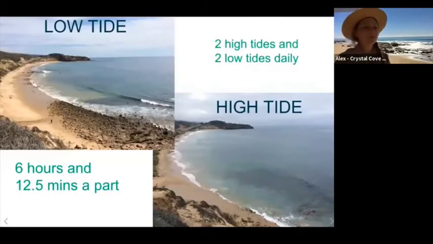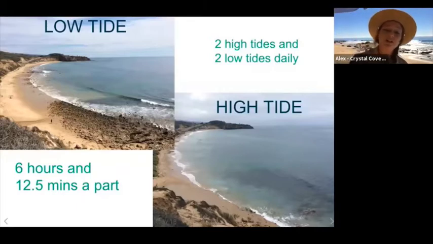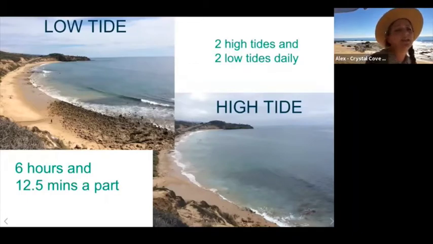Okay, so here at Crystal Cove, we have 4 different tide pool locations. You can find tide pools anywhere there's a rocky shoreline on the coast at low tide. So we have 2 high tides and 2 low tides every day here in California. These 2 photographs were taken at the same beach, just at different times of the day. There's about 6 hours in between our high tide and low tide.